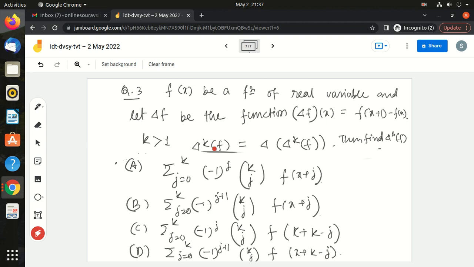Please write it down quickly. Sir, the third option is f of x plus k minus j? Yes, that's x plus k minus j. Okay, thank you. Please inform me when you are finished writing.